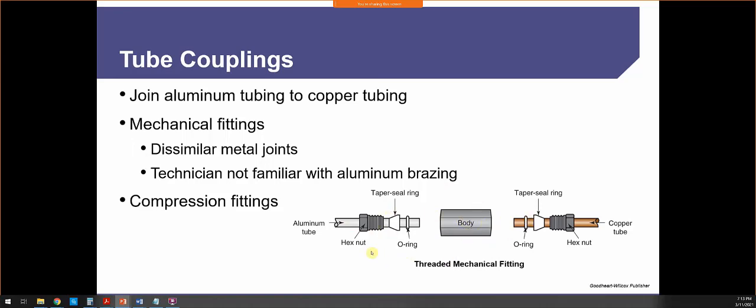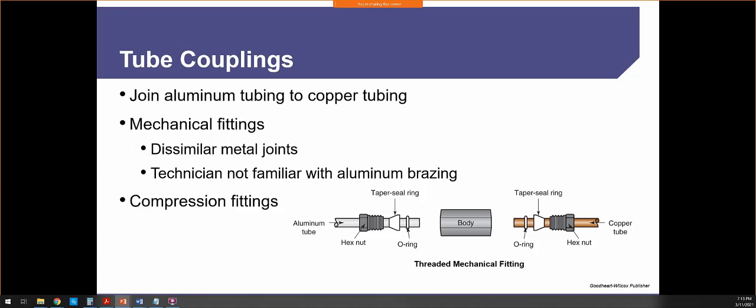So we use this type of mechanical fitting. Basically, we've got this seal ring with an O-ring. This will push or tighten into the body, which then compresses everything and creates a nice tight seal. And we do the same thing on the copper tubing. Yet again, never had to ever use this guy, but it is out there.